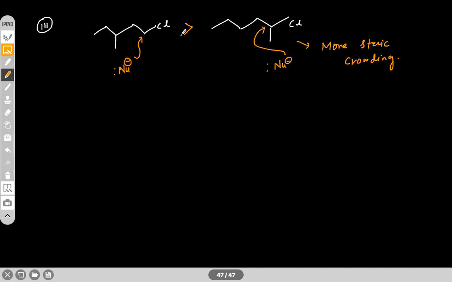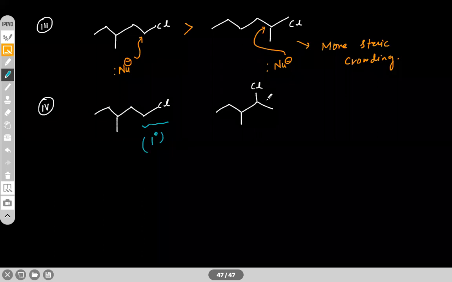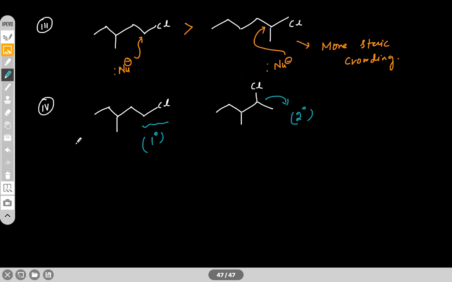Okay. This one you see. This alkyl halide, this one is a 1 degree alkyl halide, and this one is a 2 degree alkyl halide. And we know a 1 degree alkyl halide has more tendency to go under SN2 reaction. Hence, the order of reaction is this.